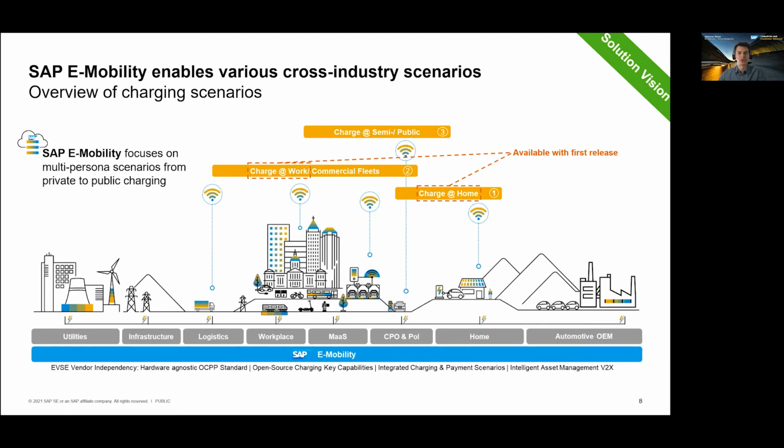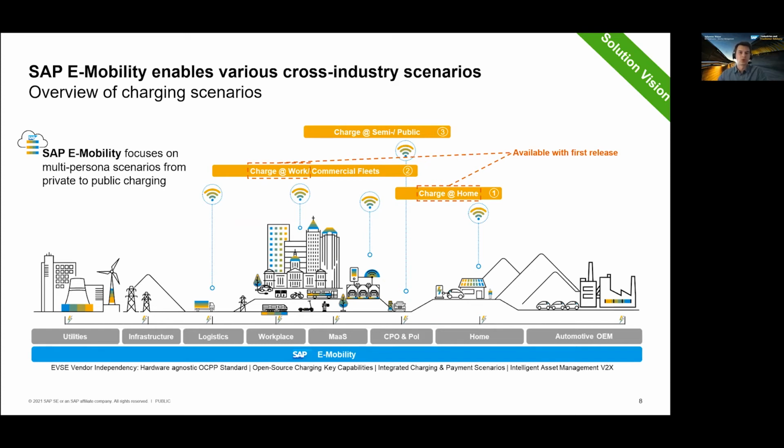E-Mobility thereby focuses on a multi-persona scenarios reaching from private to public charging. It enables companies to become Chargepoint operators and interact along the mobility value chain in the cloud, connecting business partners and stakeholders to support collaborative business models and processes. Along with the integration into core business processes such as reimbursement, companies can build, run, and monitor their own EV charging networks from end to end on one platform without the need to outsource the service to a costly service provider. I will come to that in a minute in more detail regarding the charge at home scenario.